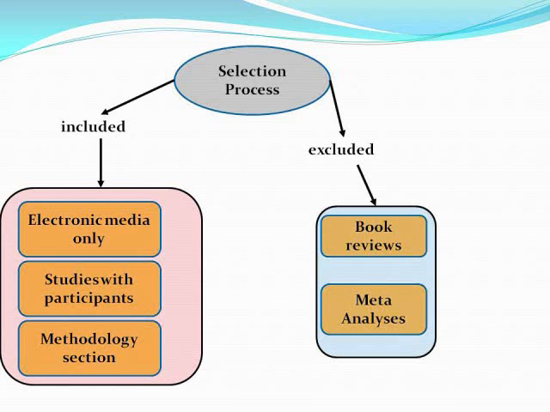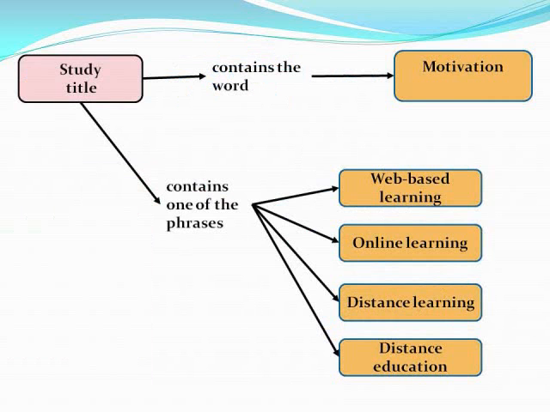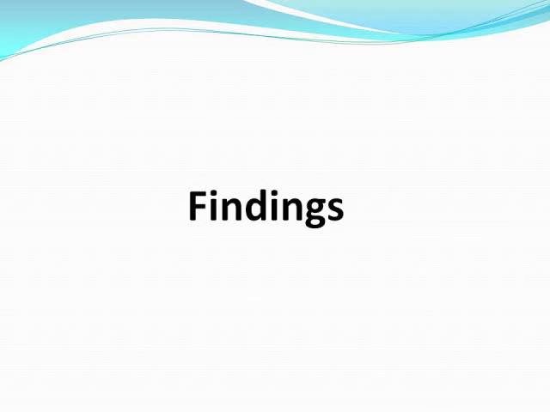This means that meta-analysis, book reviews, etc. were excluded. The analysis only included studies with the word motivation along with one of the following phrases: web-based learning, online learning, distance learning, or distance education. The selected studies ranged from the year 2003 to the year 2011. The 10 studies were from 9 different peer-reviewed journals.